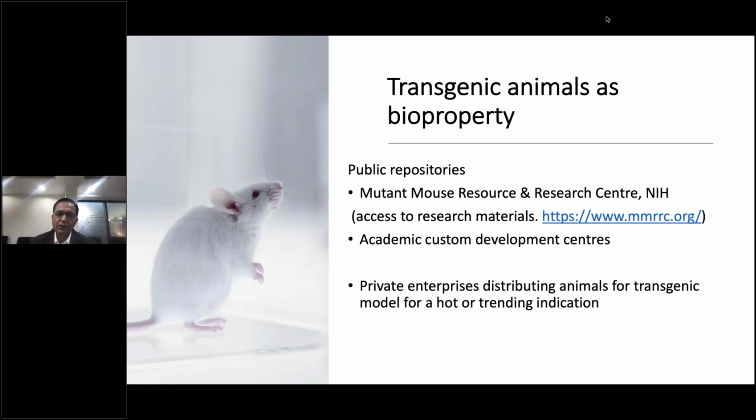There are, of course, property elements such as transgenic animals as bioproperty. Again, there is a wide spectrum of public repositories, such as the Mutant Mouse Research Center at NIH. You can go into the site and see different kinds of species. And then there are hybridomas across the world, which provide you access to them. And there are academic custom development centers, which have custom-developed transgenic animals. There are also private enterprises distributing animals for transgenic models, and they are much more hot and trending indications that are preferred by industry today. So they are more commercial in nature. I think these are some of the major worldwide sources of access to bioproperty today that are quite prolific.